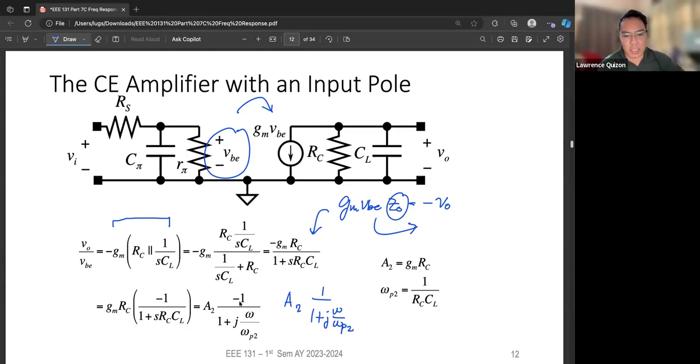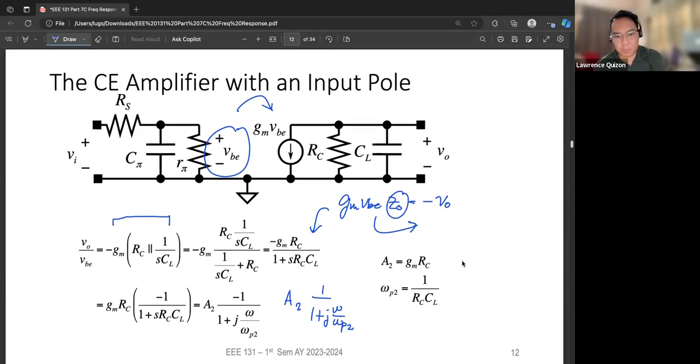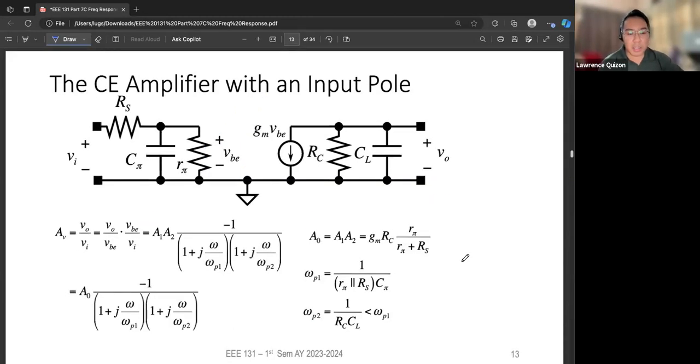Note that this is still an inverting amplifier. So combining both gains, we find the overall gain, which is A1, A2 times both the poles. And also, remember that the other side is inverting. So there's a -1 there. The A2 is inverting, so we removed the -1 from A2 and put it here. So just remember to add on 180 degrees to the phase response. So the low frequency gain would be gmRC times Rπ over Rπ plus RS.